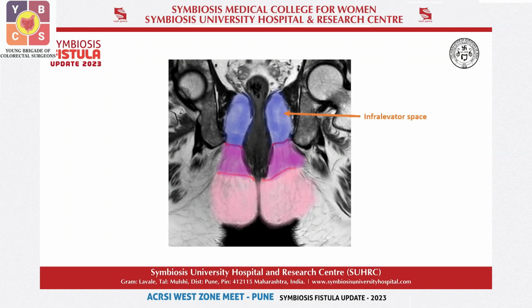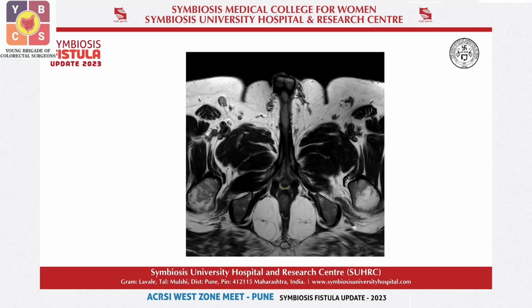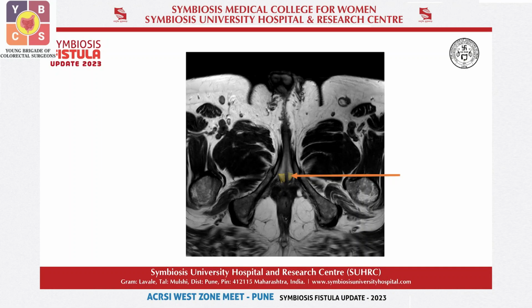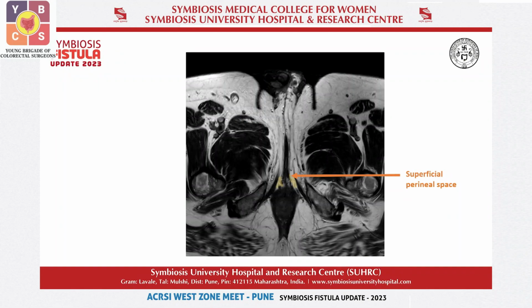This is the infralevator space, and can you now imagine that there is nothing called ischiorectal space, because whatever we see below the level is actually the anal canal. So there is a difference between the surgical anatomy and the anatomical anatomy of the anal canal. And this is the supralevator space above. Okay, so this is a deep perineal space in a male patient. And this one is the superficial perineal space.